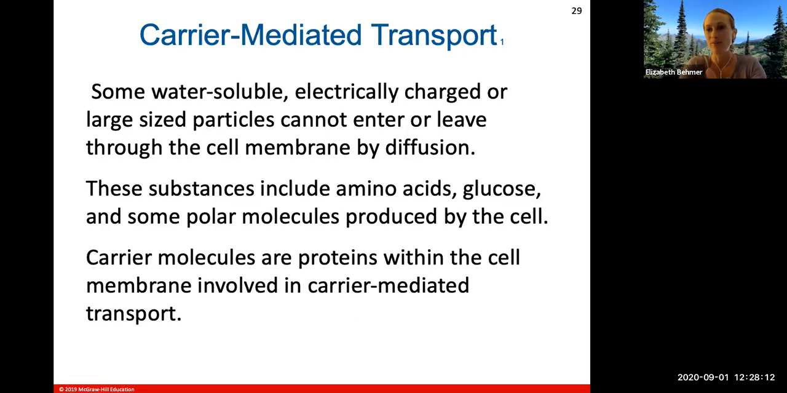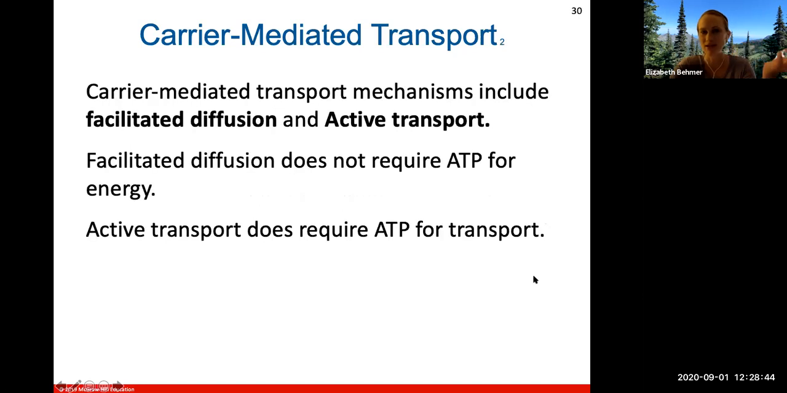We're covering all the passive processes first, and passive processes do not require energy. A carrier-mediated transport has to do with a carrier molecule that helps things into or out of the cell through diffusion. Some water-soluble, electrically charged, or too large particles cannot enter or leave the cell. These substances would be amino acids, glucose, and some polar molecules. So you'll have a carrier molecule, which are proteins within the cell membrane that help get that molecule into and out of the cell.